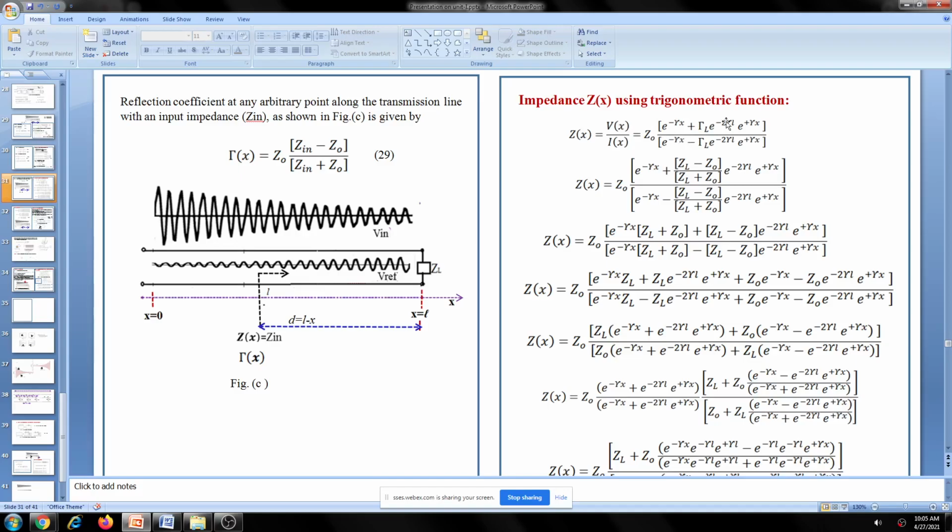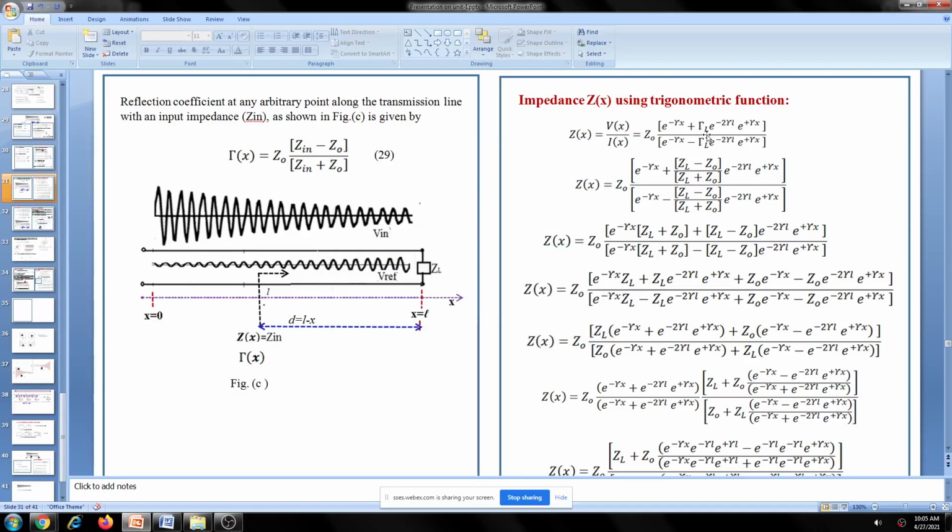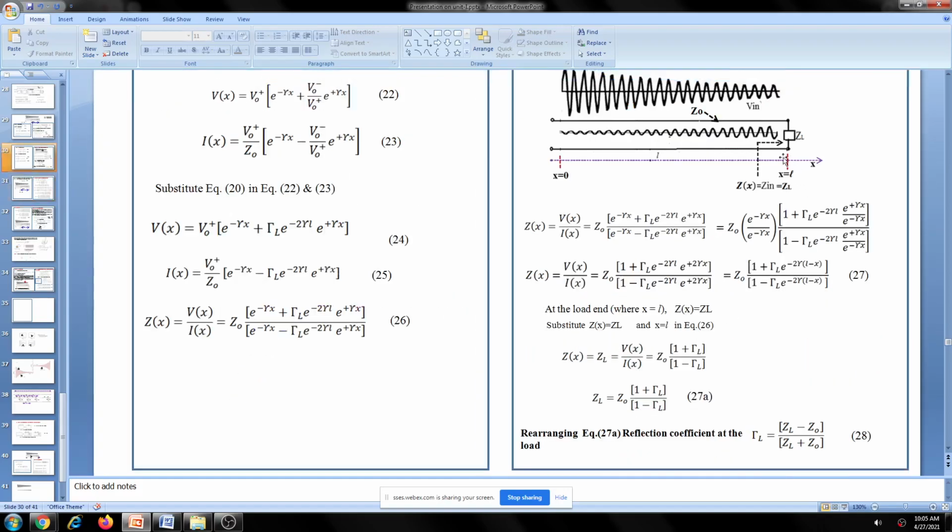Now rearranging this equation, that is gamma L. In the previous class we derived the expression for gamma L. Gamma L is the reflection coefficient at the load point. If you measure the reflection coefficient here at the load position, that is x equal to L, it is equal to gamma L. That is given by ZL minus Z0 divided by ZL plus Z0. So if you know ZL and the characteristic impedance of the transmission line, we can get the reflection coefficient here.